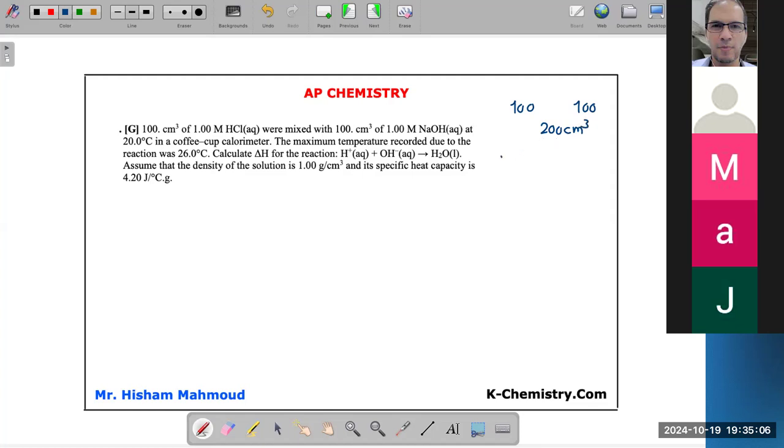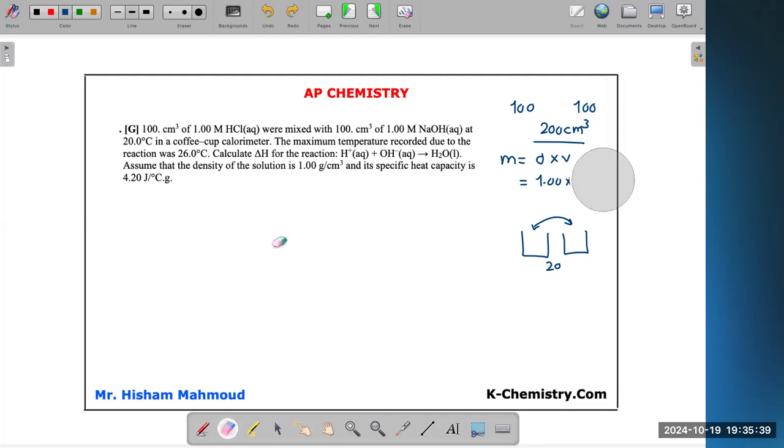What about the mass? The mass, I can just multiply the density by the volume. Density is equal to 1 and volume total is 200. So I mix the two solutions together, the sodium hydroxide and the HCl, and I get a total volume of 200. So I change it from centimeter cube into grams. So it is equal to 200 grams.